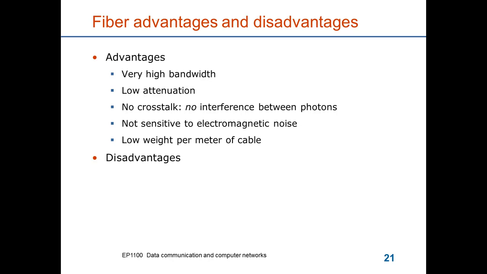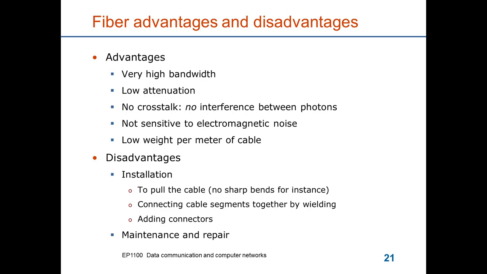Disadvantages relate to the installation. To pull the cable is not so simple. It's difficult to bend it sharply, because if you bend it too sharply, the light will not get mirrored inside the fiber, and you will have a high loss of the signal. Connecting cable segments together requires welding, and adding connectors is a complicated mechanical procedure, especially for single mode fiber. Maintenance and repair is also more costly than for a twisted pair or a coaxial cable.